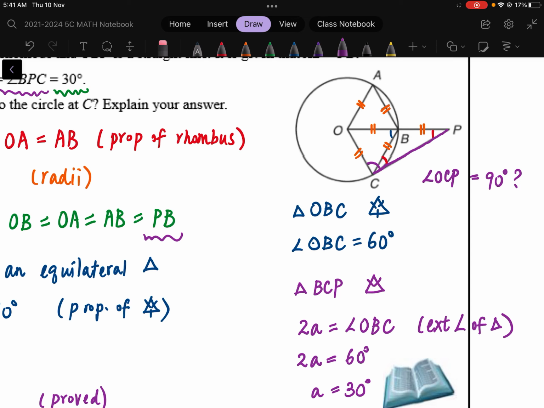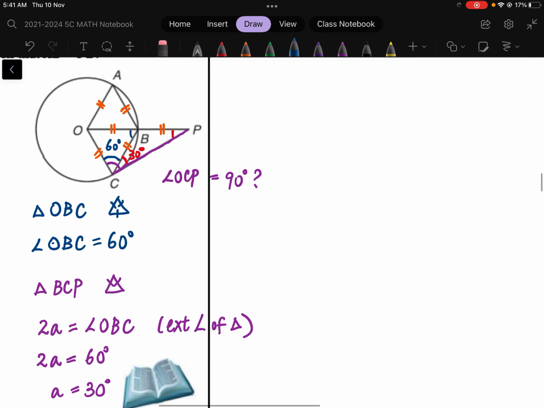We already know that this is 30 degrees, and since I have an equilateral triangle, this is 60 degrees. So that's why if I add up these two angles, angle OCB 60 degrees, angle BCP 30 degrees, then I get 90 degrees. Okay, so let me do it here on the right.